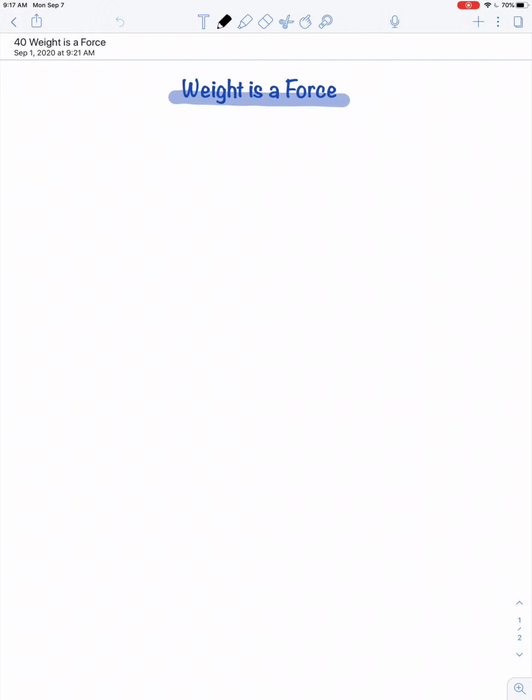I know I've mentioned it before, but one more time, let's make a distinction between weight and mass, as these are two quantities that are often mixed up in everyday language. Okay, so first and foremost, you have to recognize that weight is a force.